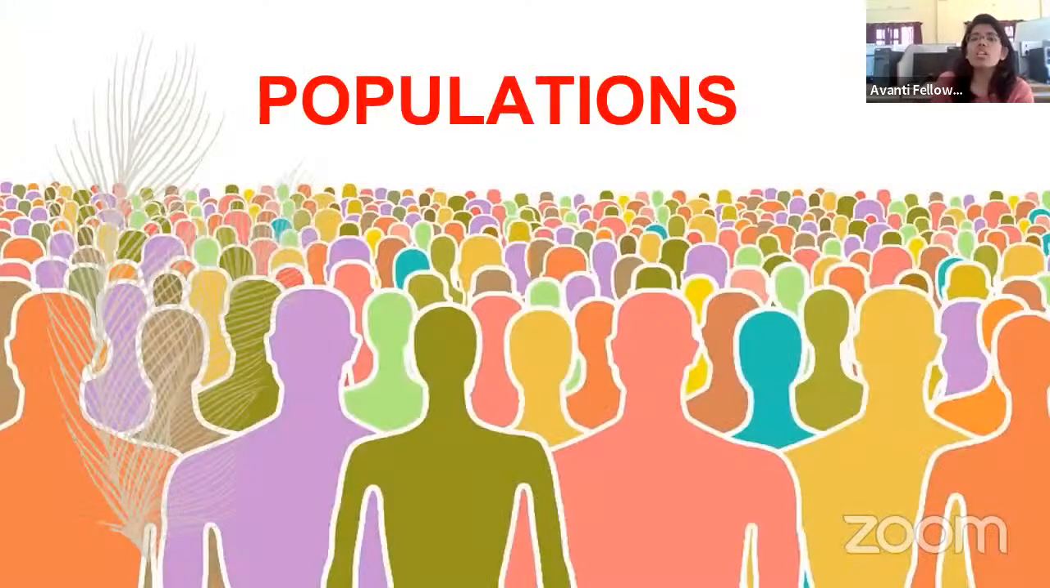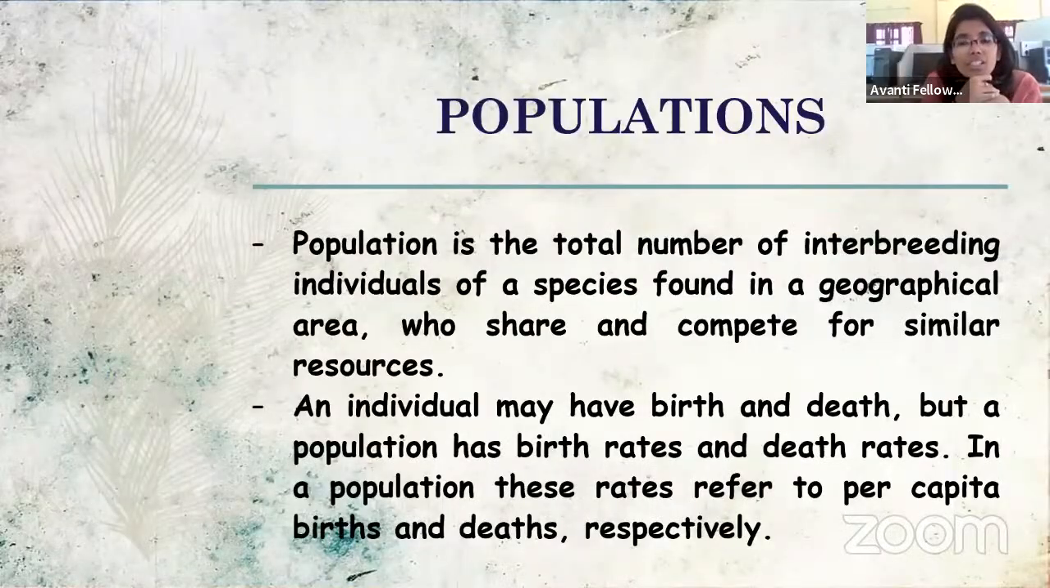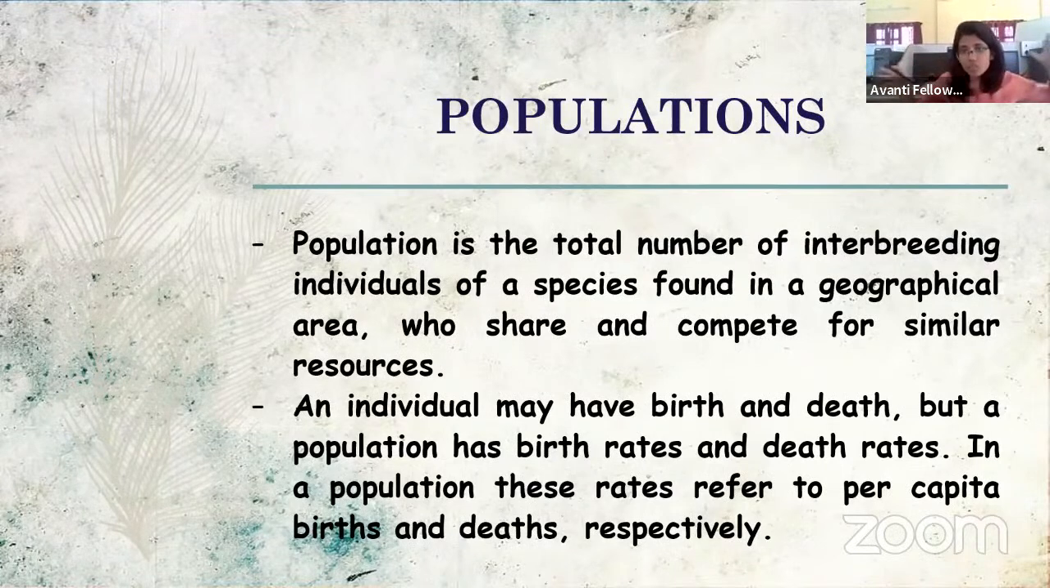Okay. So we are studying about a population in today's class. What do we mean by population and how does it relate to things? Population is the total number of interbreeding individuals of a species found in a geographical area who share and compete for similar resources. The organisms which can interbreed, which can give rise to the next generation, and are present in one geographical area where they share and compete for similar resources, together we call a population.